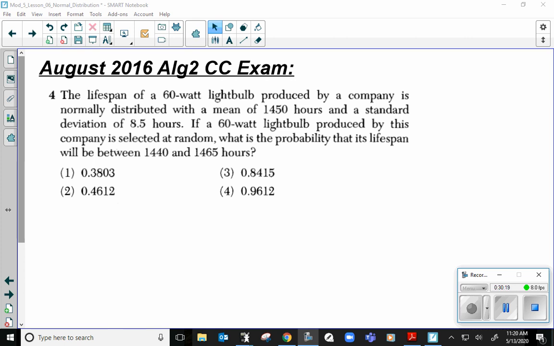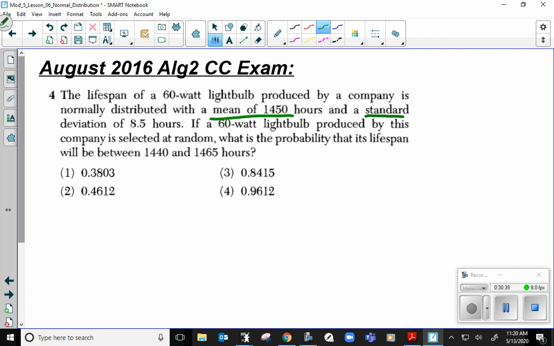August 2016, Algebra 2 Common Core exam had this multiple choice question on there. The lifespan of a 60-watt light bulb produced by a company is normally distributed with a mean of 1450, a standard deviation of 8.5. If a 60-watt light bulb produced by this company is selected at random, what is the probability? That means decimal. I don't need a percent. And you can see our four choices are in decimal form. That its lifespan will be between 1440 and 1465.